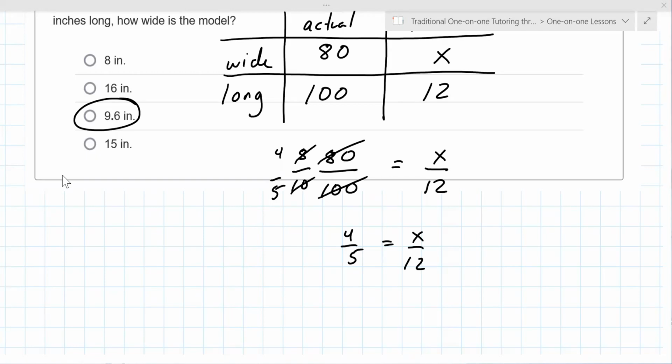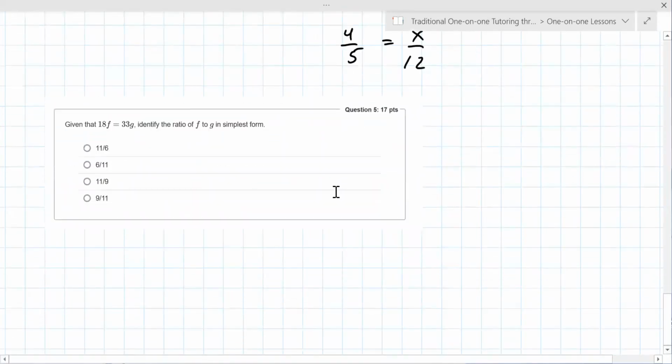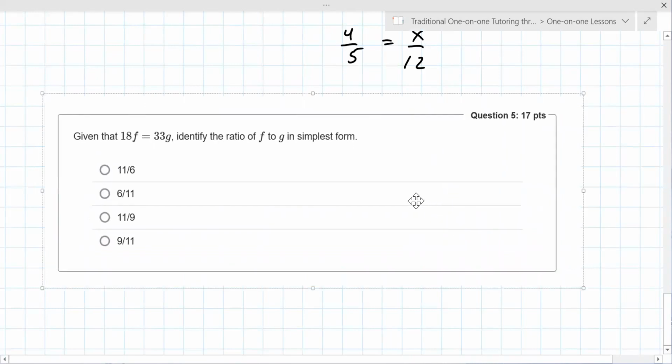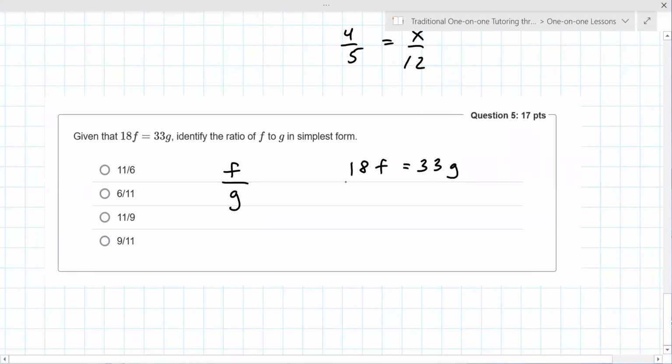So this one's more symbolic, so I can understand why it might have been a bit tough here. So they want F to G, which the way I read it is F over G is what they're looking for. So we're starting with 18F equals 33G. So notice if I divide both sides by 18, I get F equals 33G, and I'm going to just put this 1 over 18 off to the right here.